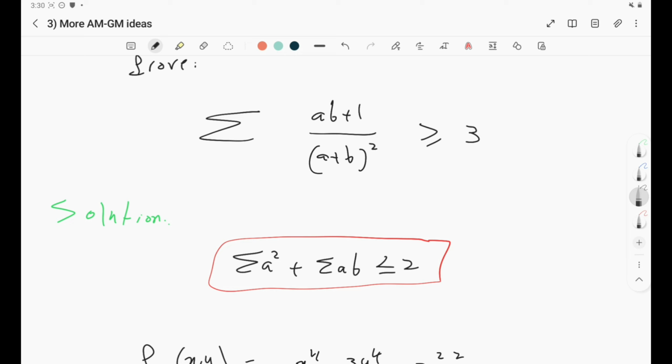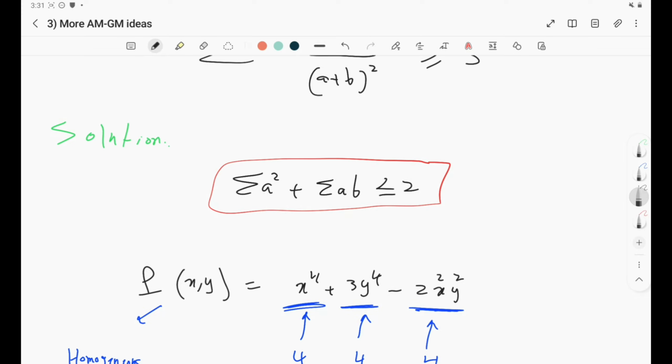Okay. Sometimes, however, stuff might get ugly. So it's not a rule of thumb that whenever you have a condition, you just homogenize the inequality and get rid of it. Sometimes the inequality might really get ugly. However, it's really a good idea to always keep that in mind and try it if possible.